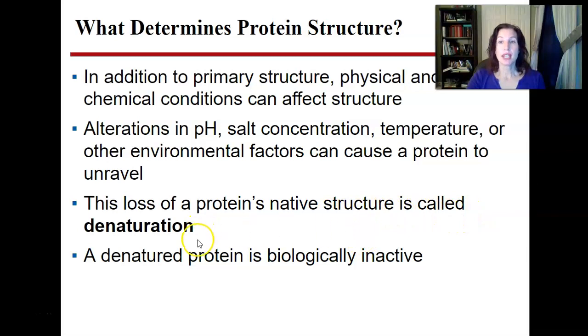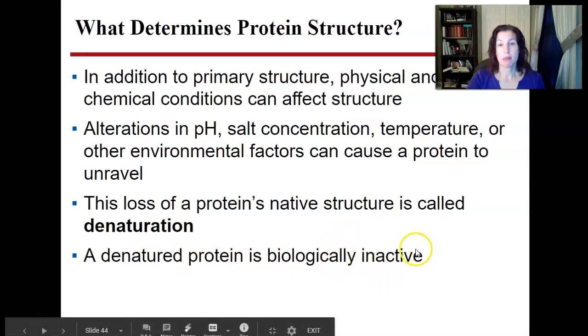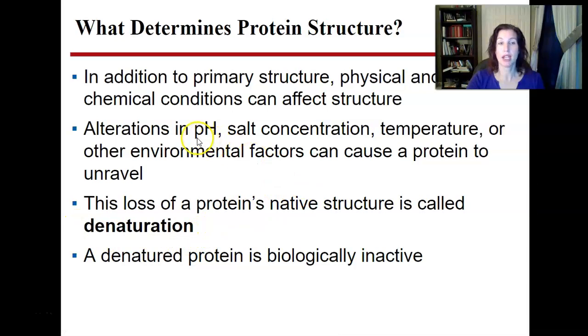All right, proteins can be denatured, which means they lose their structure, they kind of unravel, and that could make them inactive. That denaturation could be caused by really big changes in pH, salt concentration, temperature, or some other environmental factors.